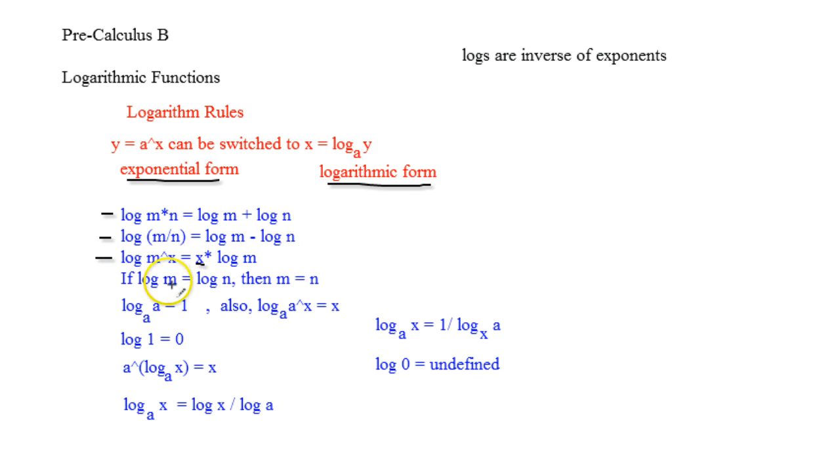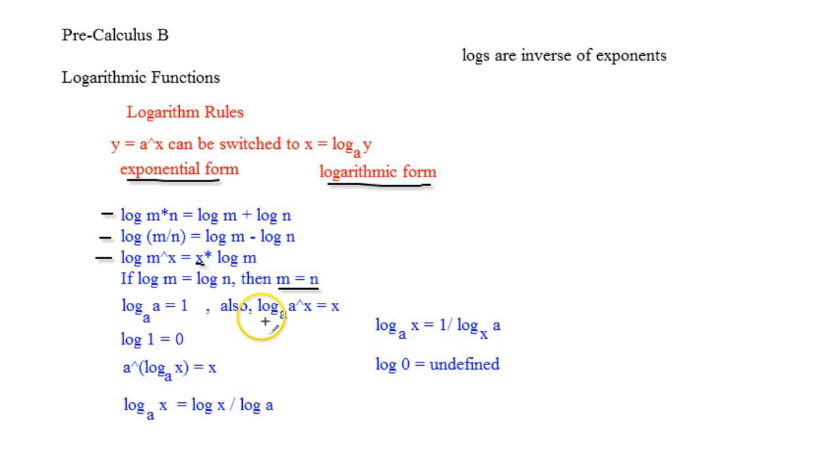Now, if log of m equals log of n, which is a really good one if you're trying to solve a logarithmic equation, then m equals n. Log base a of a is 1, and log of 1 is going to be 0. This could have any base whatsoever.